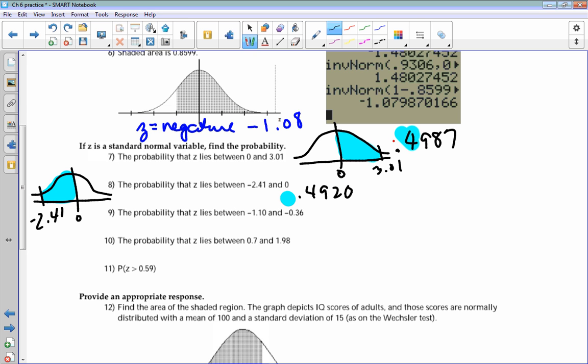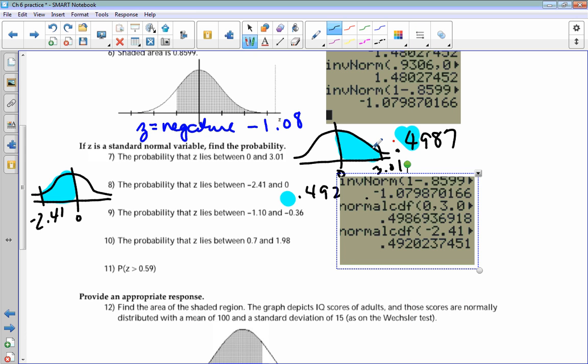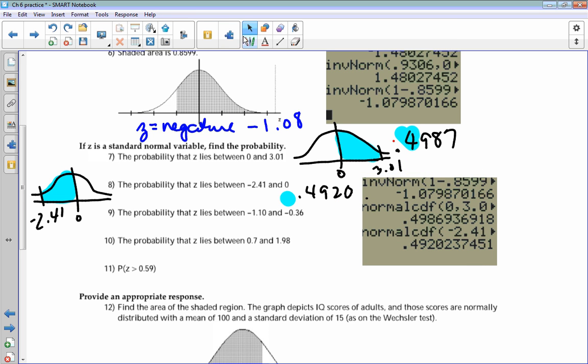And again, I'll go ahead and pull that over for you. So these other ones are going to be exactly the same. You're just going to put the lower, the upper, the lower, the upper. It's the same process. Here, again, make sure you sketch the curve. So we'll go ahead and do this one as well.